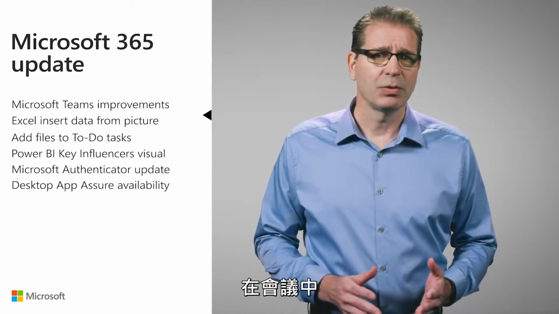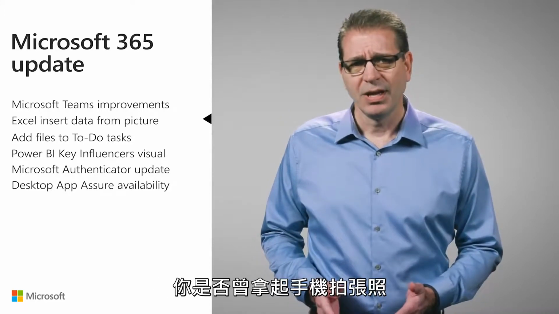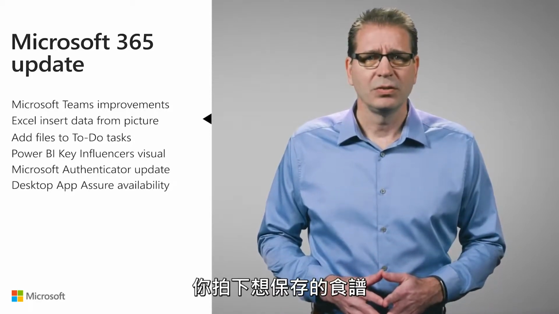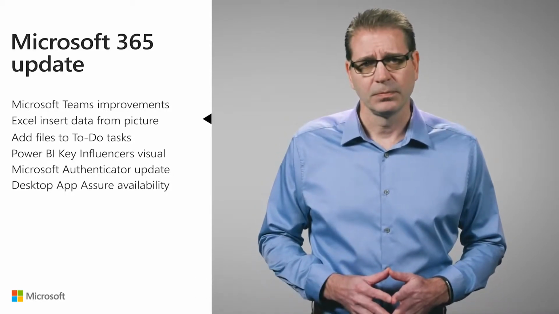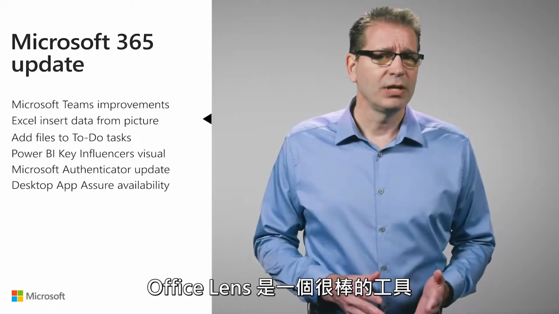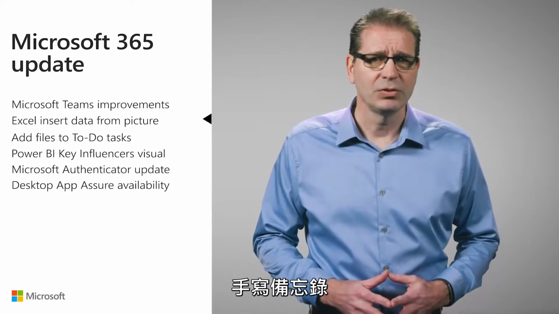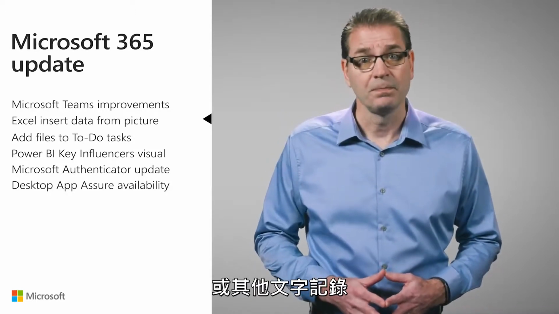Ever been in a meeting where someone has drawn a concept on a whiteboard and you want to grab a picture for later? Or maybe you want to save a picture of a meal receipt. Office Lens has been a great way to capture notes and info from whiteboards, menus, signs, handwritten memos, or anything with a lot of text.